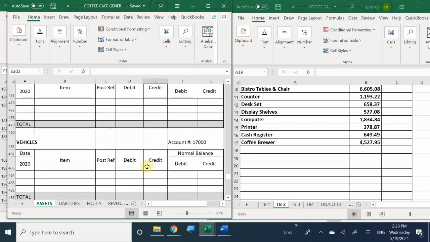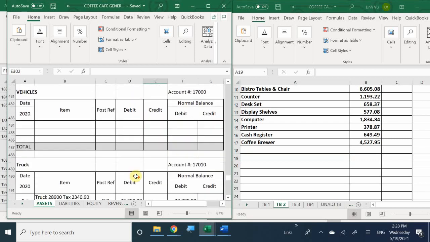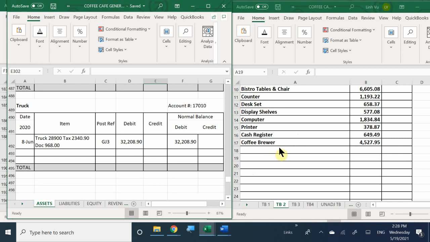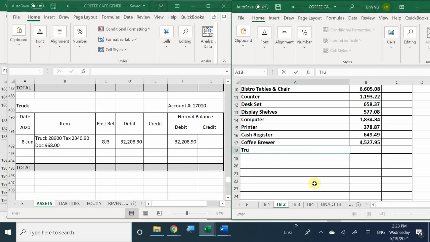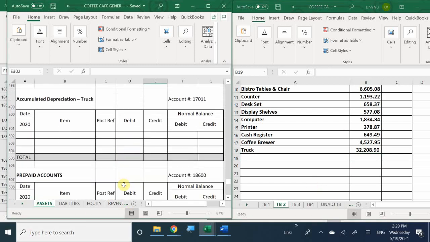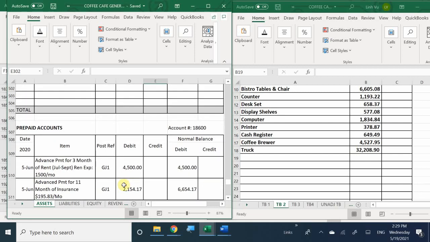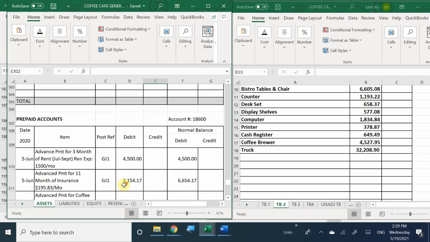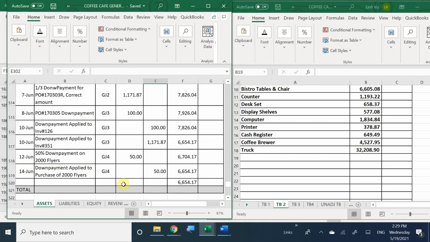Okay. Let's see. Do we have vehicles? Yes, we do. We just recently bought a truck. How much was that truck? $32,208.90. Okay. No depreciation here. What about prepaid accounts? We did quite a few things in here. So what's my ending balance in my prepaid accounts?